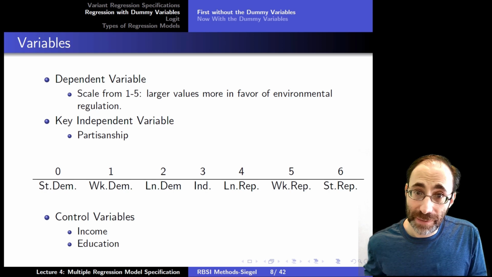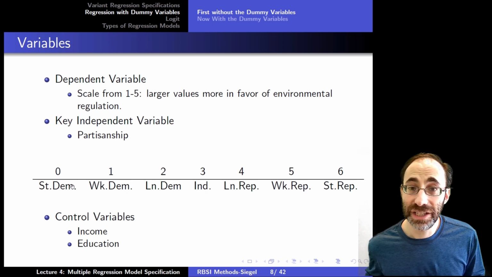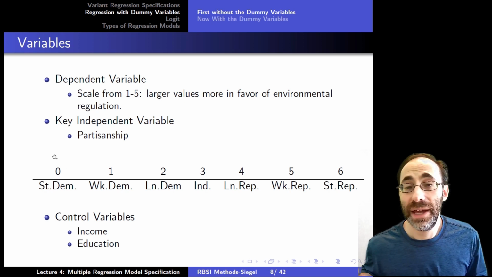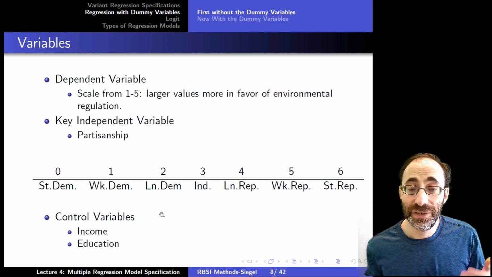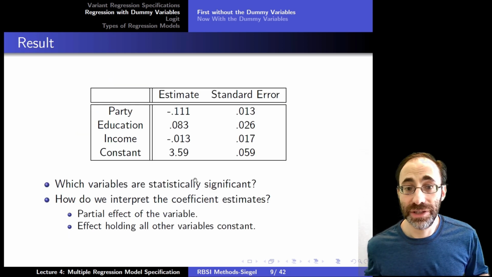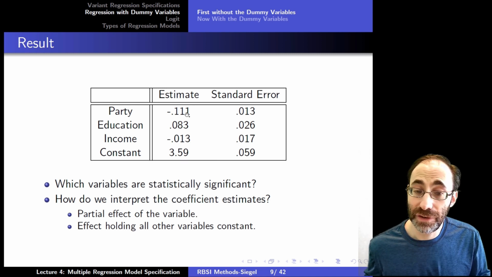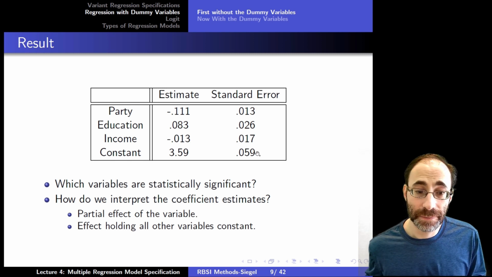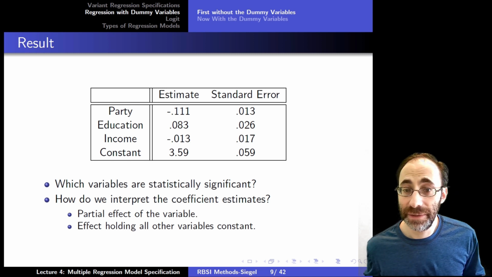We want a partisanship variable because that's our key independent variable. So we have a partisanship scale from 0 to 6, with 0 being strong Democrat and 6 being strong Republican. And we have two control variables of income and education. We can do this regression, and we might get results like this. We have our estimates of all our coefficients on each of these variables, and standard errors for each one. The first question is naturally for hypothesis testing: which ones are significant?